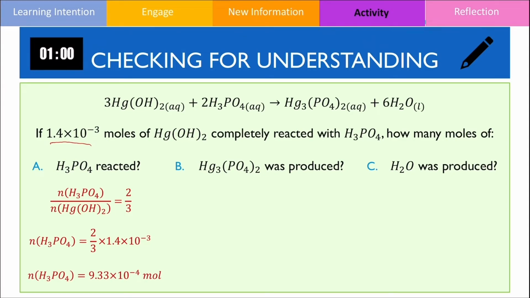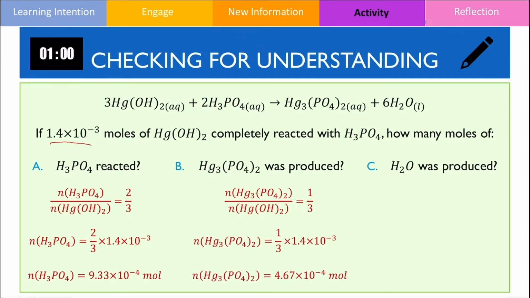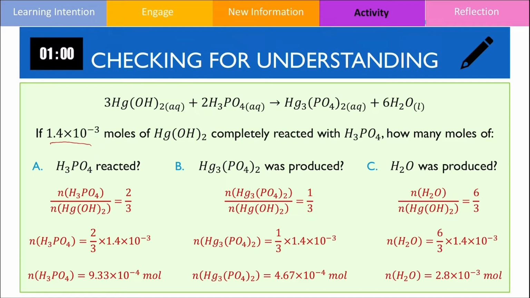In part B, the amount of mercury 2 phosphate produced will be 1/3 of the number of moles of mercury 2 hydroxide used up, which is 4.67 times 10 to the -4 moles. And finally, the ratio of water to mercury 2 hydroxide is 6:3, in other words 2:1. Hence, the amount of water produced will be double the amount of mercury 2 hydroxide used up, which gives us an answer of 2.8 times 10 to the power of -3 moles.